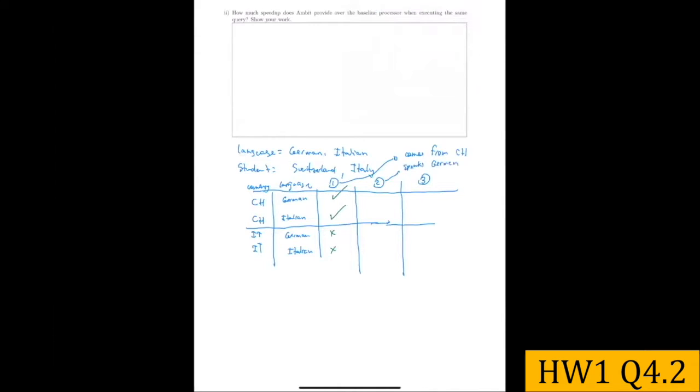So you want this line here, you don't want this line here, you want this line here, you don't want this line here, right? And in the end, you want both. You want the student to come from Switzerland and speak German. So the only line that's important for you is this one. And then you don't want this one, you don't want this one, you don't want this one. So the first query that you're going to execute is going to be this one over here, right?